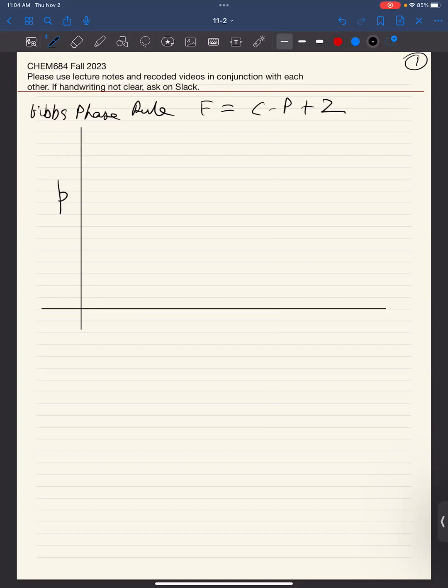So this is pressure, this is temperature, and we are going to look at a one component system, okay? So I drew a line, and I drew another line, and I drew a line over here. My claim is this region over here is a single phase region. Is that consistent with Gibbs phase rule or not? Let's just work through the math, Camille, okay?